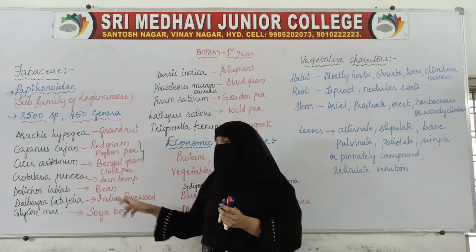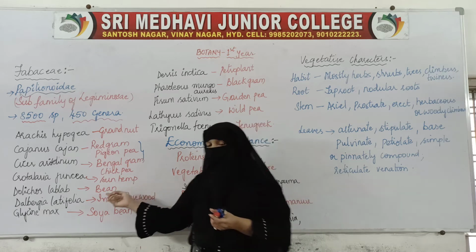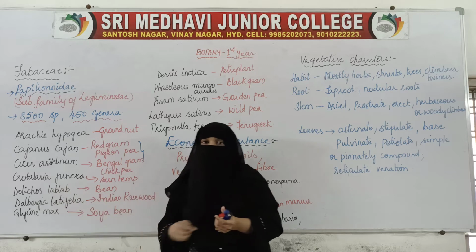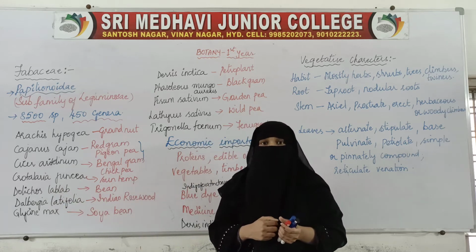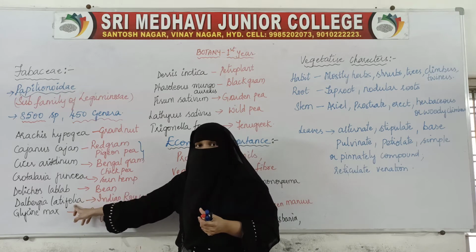And then we have the bean, commonly called the bean plant. The scientific name of the bean plant is Dolichos lablab. Then we have Dalbergia latifolia.